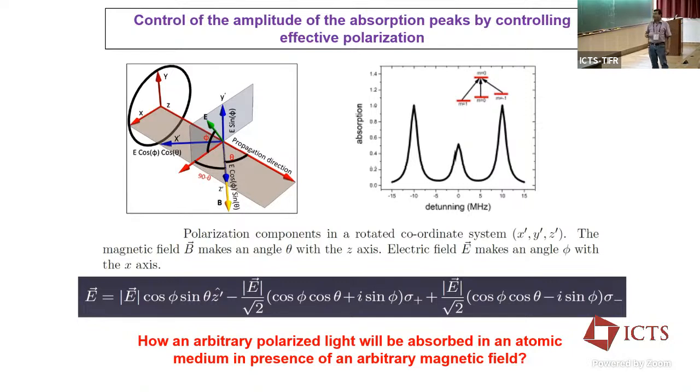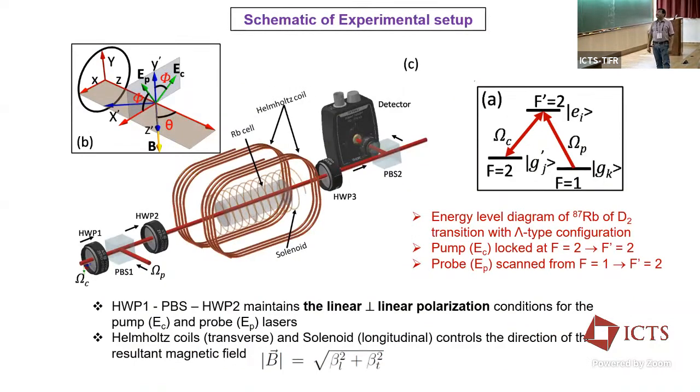Our job was to find out how arbitrarily polarized light is absorbed in the atomic medium in the presence of an arbitrary magnetic field. So we go arbitrary on both, and ask what features you can extract from the research. This is the schematic of the experimental diagram. We wanted to do an EIT configuration here, and we took F equals 2 and F equals 1, which are the 2 ground states, and these are the hyperfine states F prime equals 2, and then you have a control and a probe field.